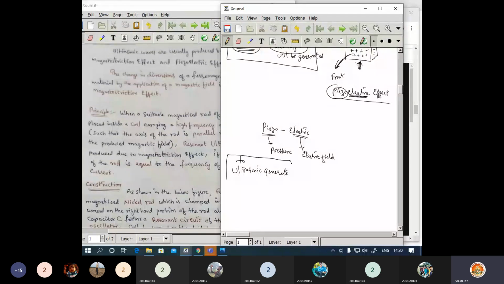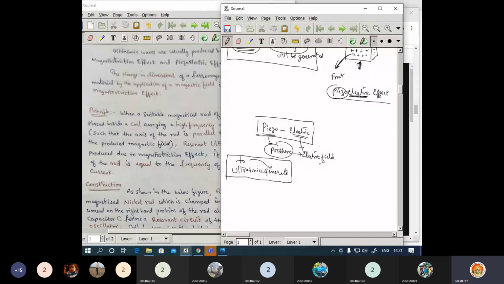To generate ultrasonics, we are going to see the concept in the reverse form. What is the thing you need to consider here? First of all, you consider the actual process. By applying pressure, you are getting the electric field.